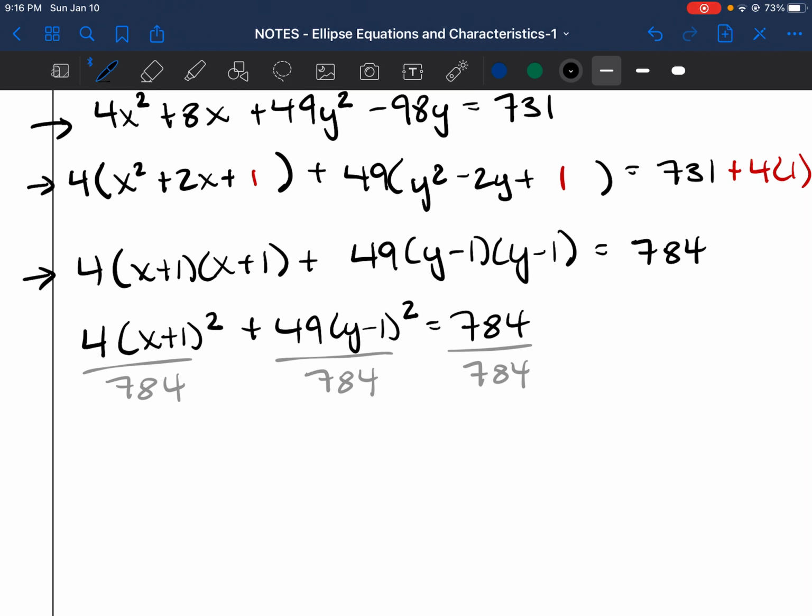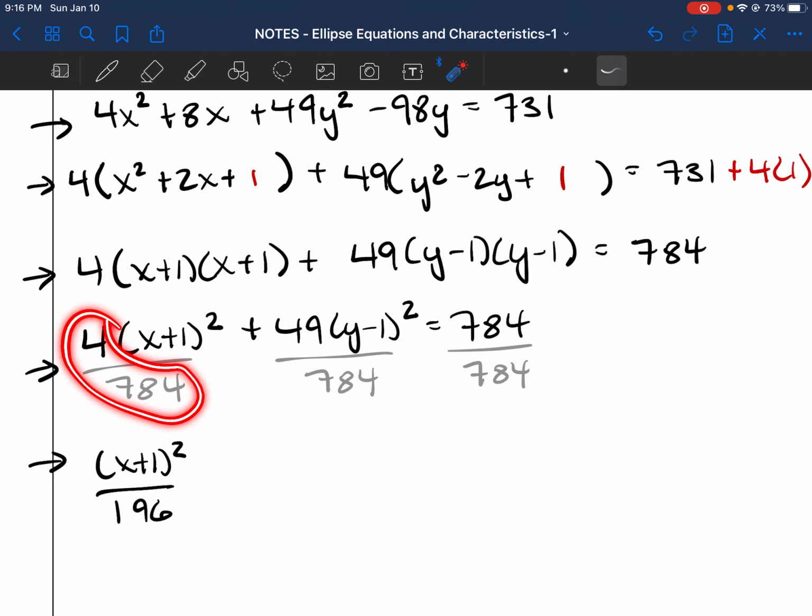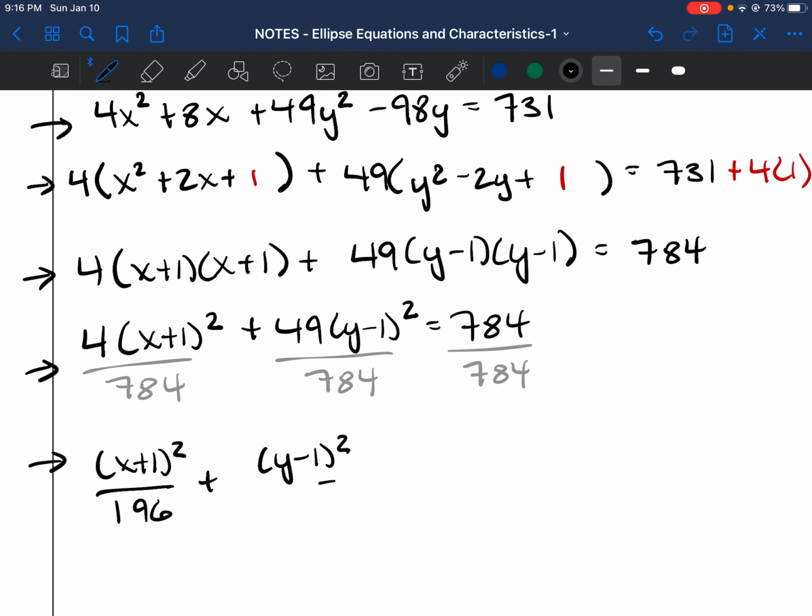So here, then here, then here, here, and simplifying one last time now. 4 divided by 784, if you plug that into a calculator and simplify the fraction, you get (x plus 1) squared over 196. So basically 4 over 784 was 1 over 196, plus 49 over 784 simplifies to 1 over 16. So this would be (y minus 1) squared over 16 equals 1.